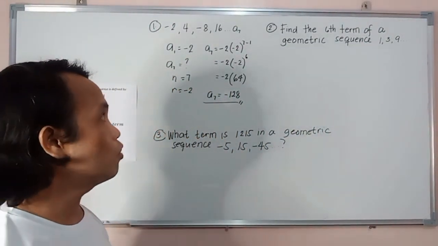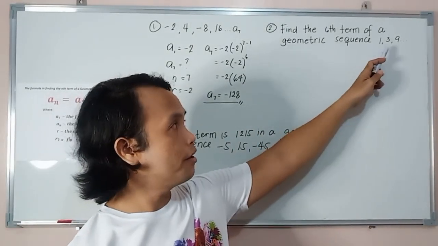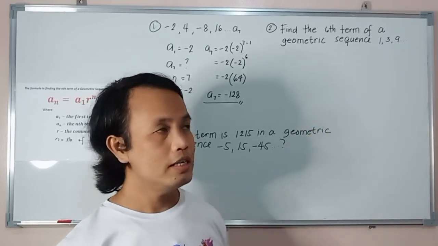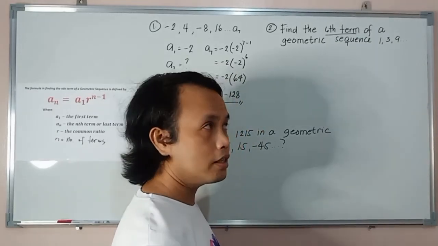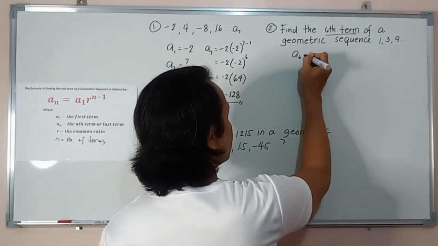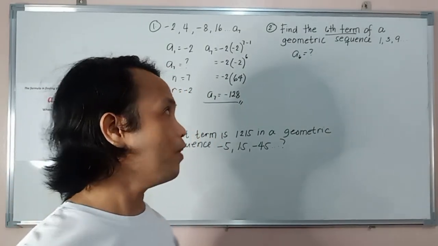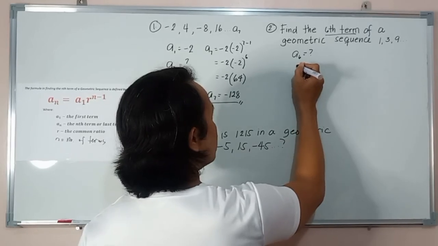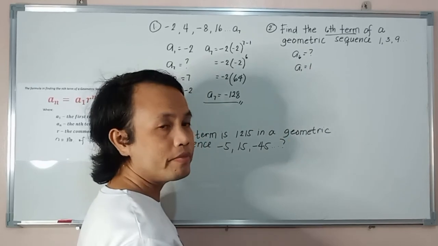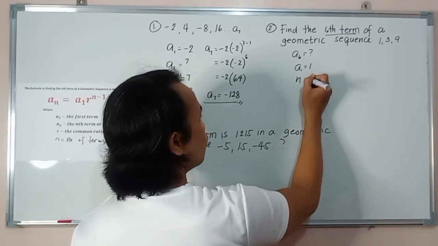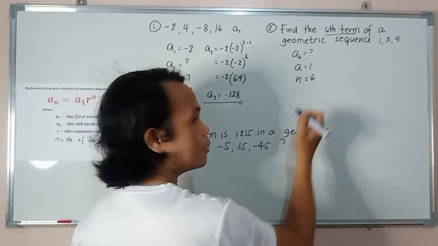Second example, we are told to find the 6th term of the geometric sequence 1, 3, 9, and so on. In this case, that is a sub 6. So we need to solve for a sub 6. Identify what are the given. Our first term, a sub 1, is 1. Then our n is, of course, 6, since we need to solve for a sub 6.